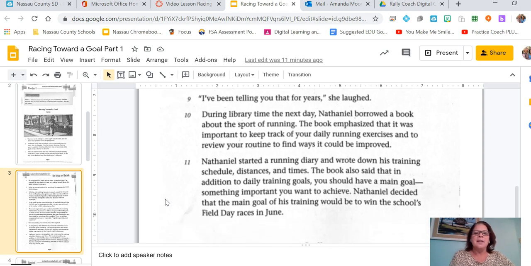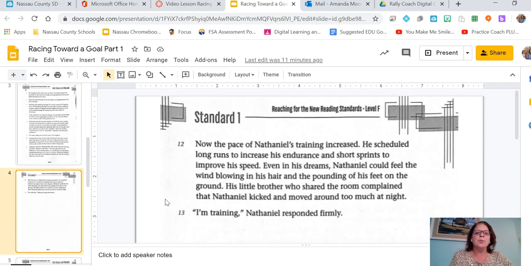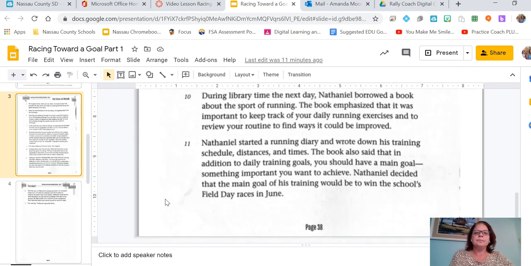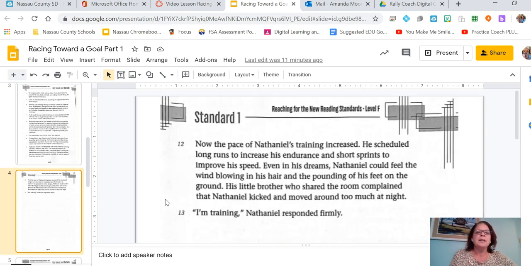The book also said that in addition to daily training goals, you should have a main goal, something important you want to achieve. Nathaniel decided that the main goal of his training would be to win the school's field day races in June. Now the pace of Nathaniel's training increased. He scheduled long runs to increase his endurance and short sprints to improve his speed.